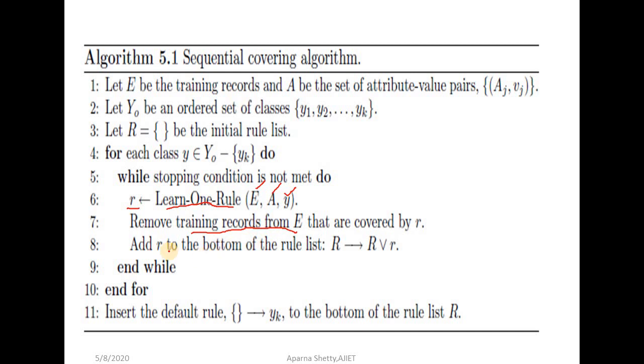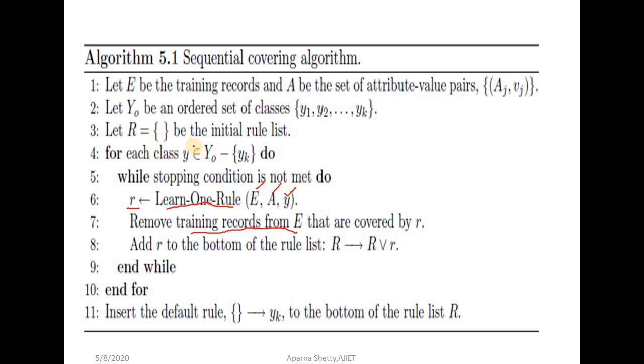Next, add R to the bottom of the rule list. R is the entire rule set. Now you have to add the newly generated rule to the bottom of this rule list, and repeat the while loop until the stopping condition is met.